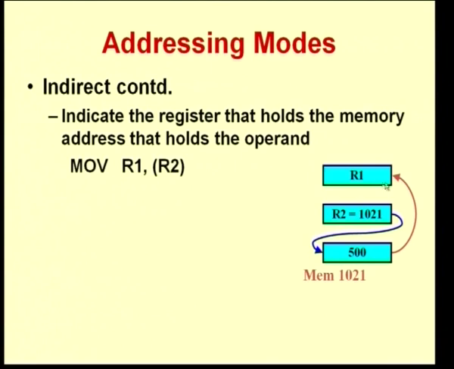And how do I interpret this? I look at the contents of R2. The contents of R2 let us say have a value 1021. Now this 1021 is the address of a memory location which has the data. So I look at the contents of the register R2, pick up this memory address from there, and the data in that memory location, let us say, is 500. So this 500 will be the value that is moved into the register R1. This is what will happen when you have a register based indirect addressing mode.